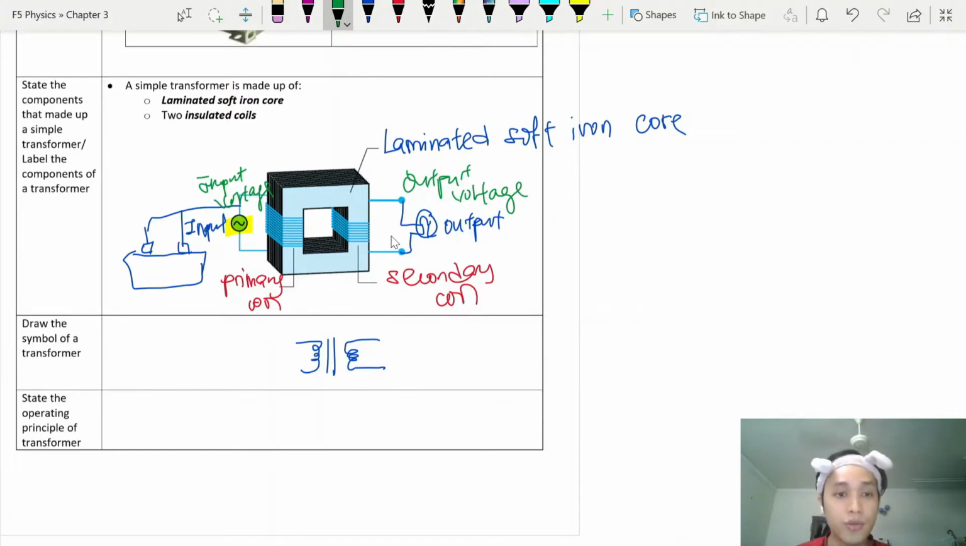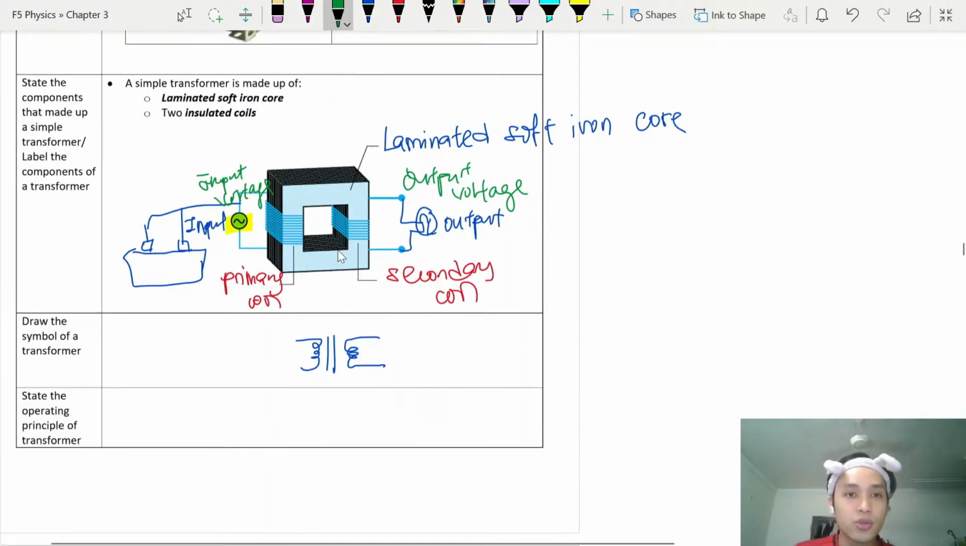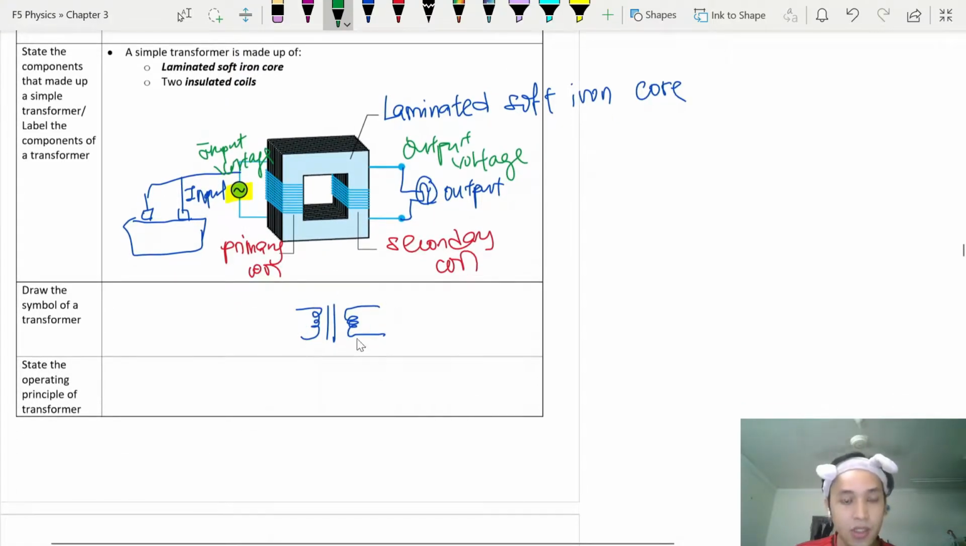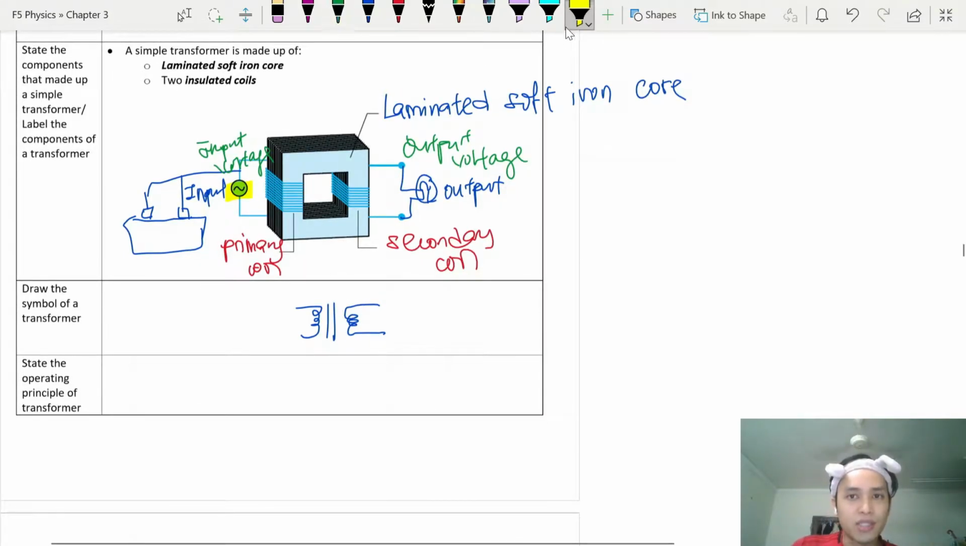Okay, so this is a basic component of a transformer. You need to know the labeling, and then the coils. When you draw the symbol of a transformer, you need to make sure the number of coils matches your type of transformer. This is important.